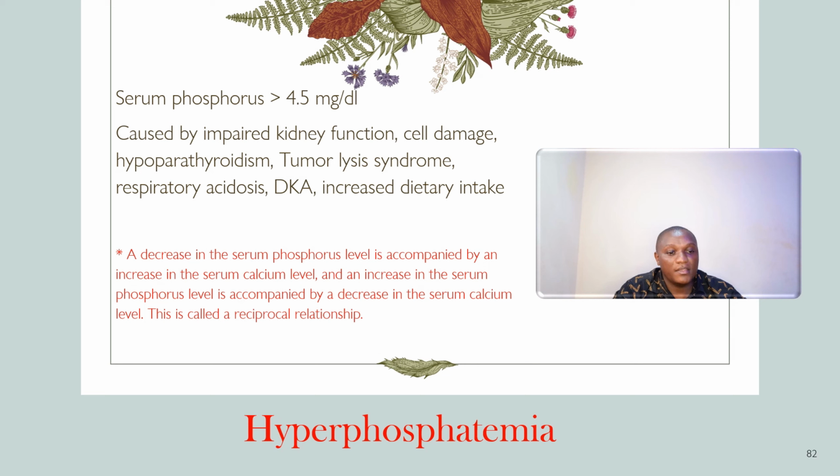Hyperphosphatemia. This is when serum phosphorus are above 4.5 milligrams per deciliter. This can be caused by impaired kidney function, cell damage, hypoparathyroidism, tumor lysis syndrome, respiratory acidosis, DKA, and increased dietary intake.